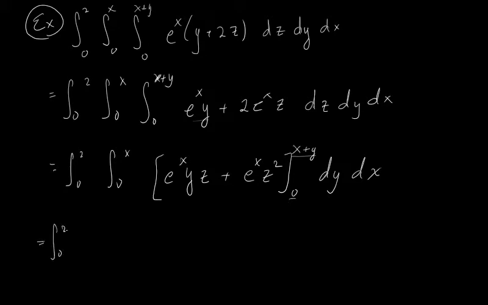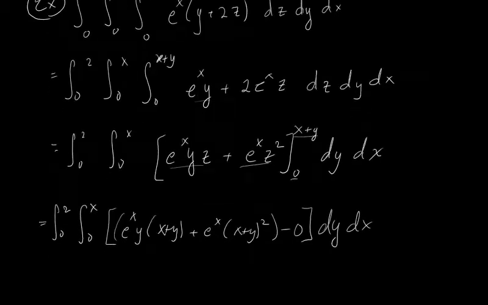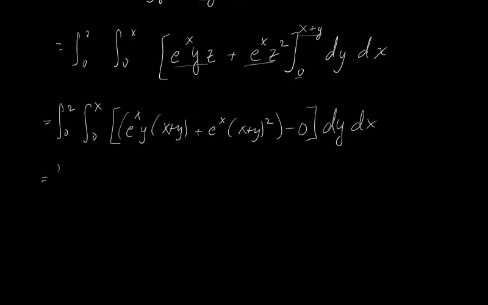So this is our integral from 0 to 2, integral from 0 to x of e to the xy times x plus y, plus e to the x times x plus y quantity squared, minus, and plugging in a 0 into the first term we get 0, and the second term we get 0, dy dx. Simplify.